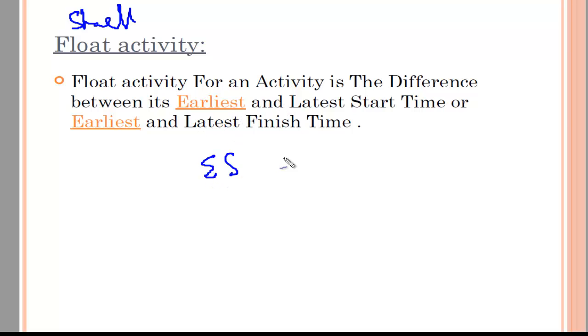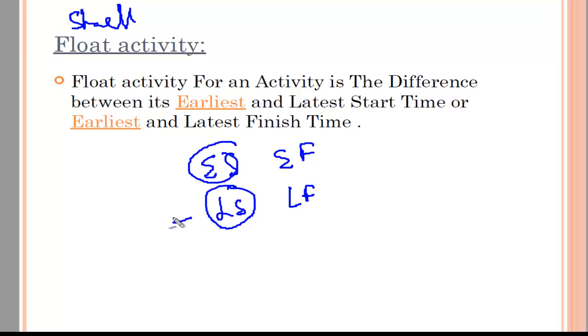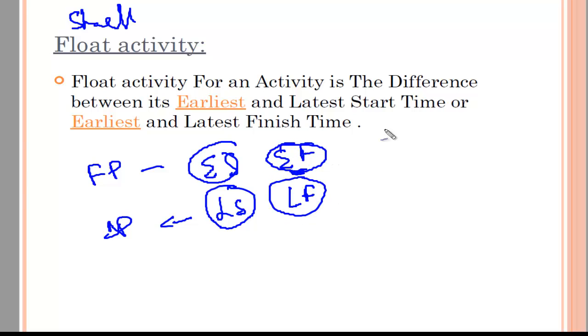Because we have earliest start and earliest finish, then we have latest start and latest finish. If you take the difference between earliest and latest start, this comes from the backward pass and this comes from the forward pass. If you subtract these two, or you subtract the earliest and latest finish, whatever the answer is, that's called a slack, or we call it a float. We need float. Why do we need float? To calculate the critical path, and thereby the critical activities. We will see that shortly.